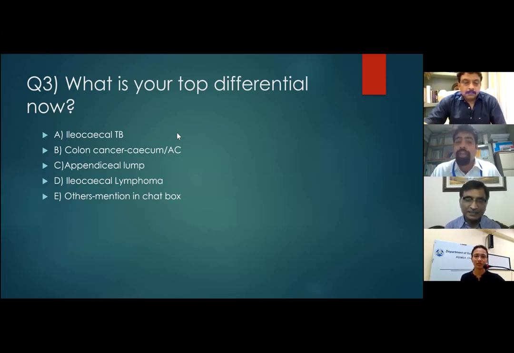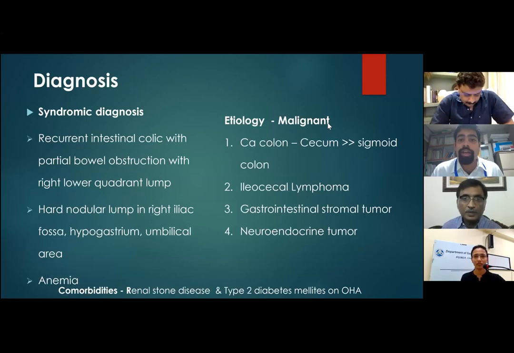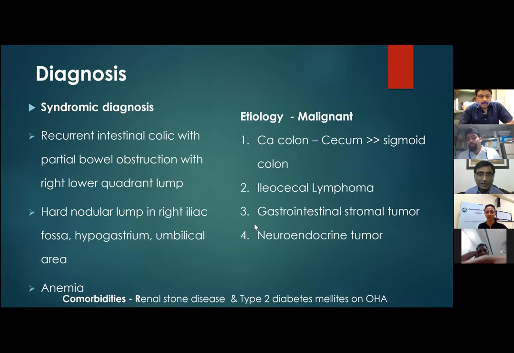Earlier, 60% were feeling it was ileocecal TB on history. Now the proportion has come down to just 20%. And there aren't many takers for appendiceal lump, ileocecal lymphoma, or other differentials. So it is very interesting to see how after the examination, there is a switch between ileocecal TB and carcinoma colon. We'll come to the exact diagnosis as the results unfold. Let us see what the discussants have to say of the diagnosis.